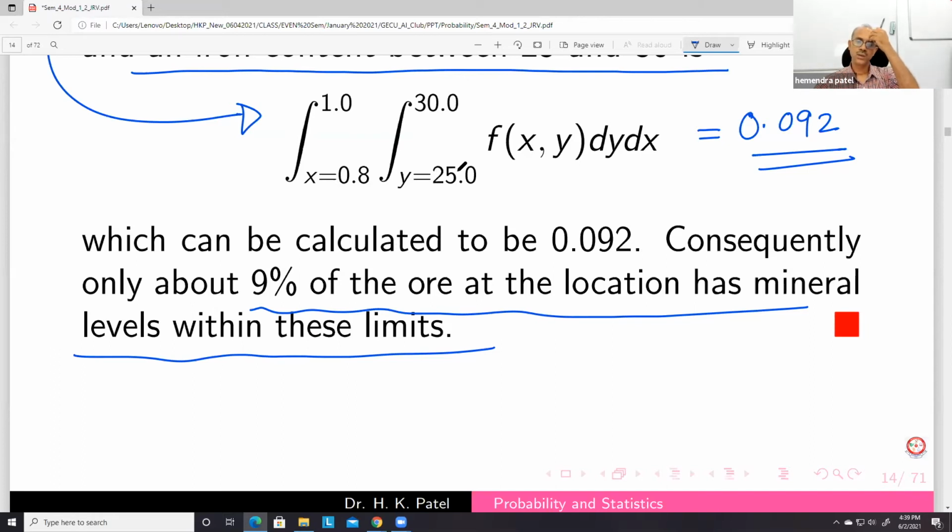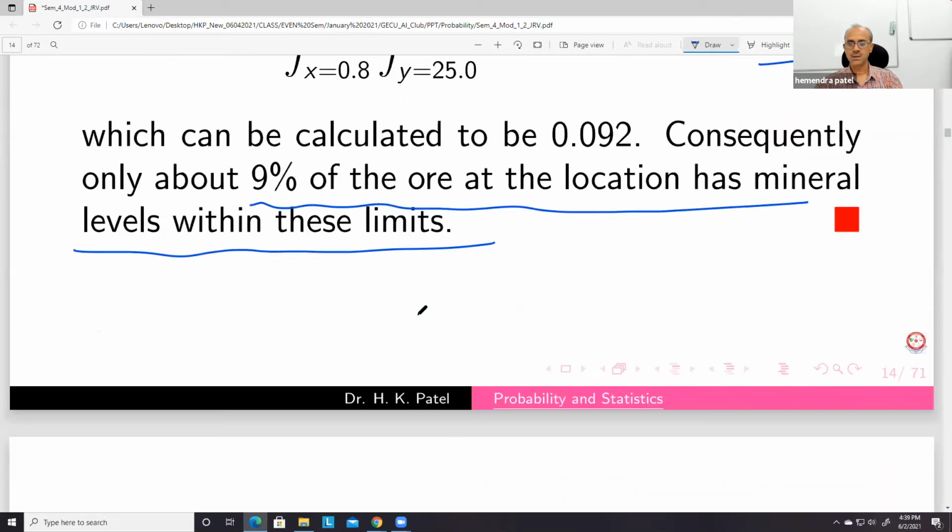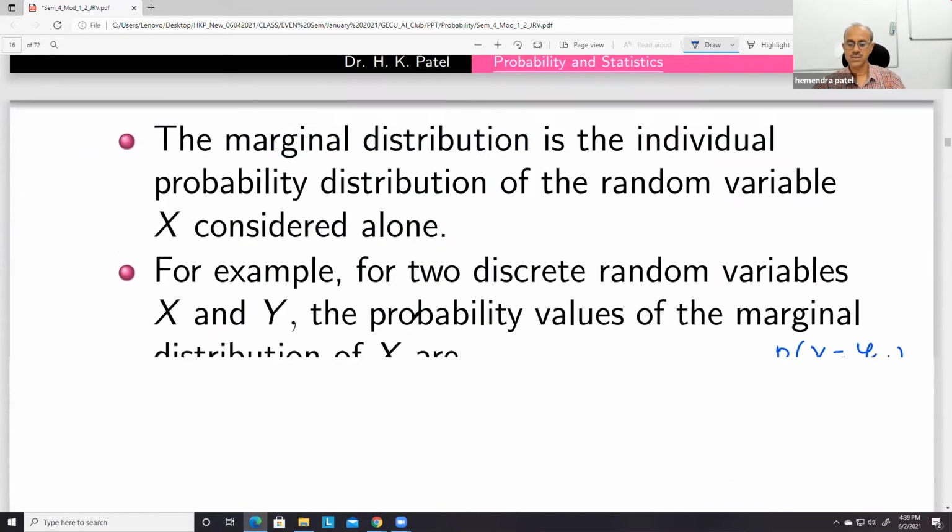So here we have fixed y also, y lies between 25 and 30. So I will see this problem actually. I think these two statements look contradictory. Here we are saying, consequently, only about 9% of the ore at the location has mineral level within these limits, and there we are saying 27%. So I'll just see this.